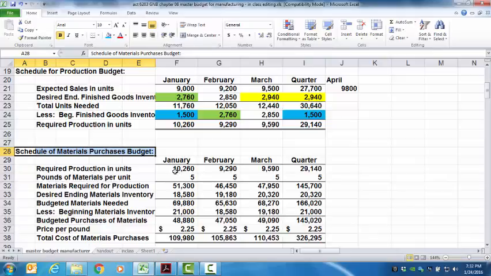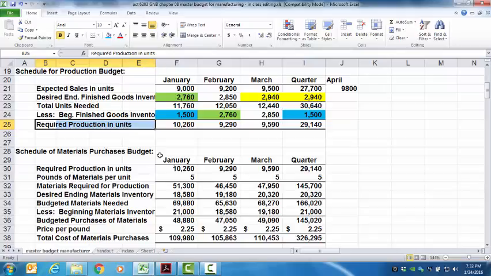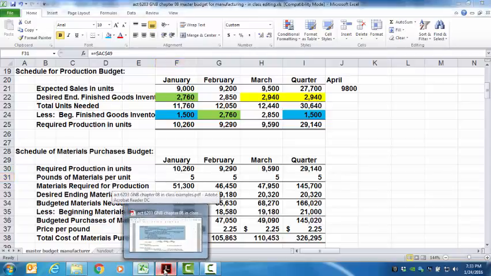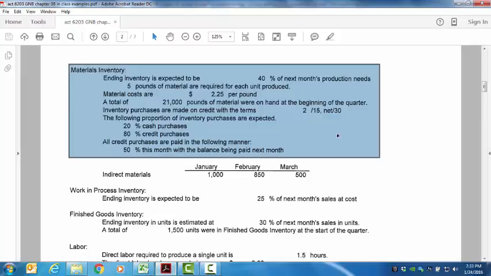So notice that the schedule of materials purchases budget is going to have the required production in units that we just calculated. Now, I did not copy and paste. Remember, again, create the links between the budgets so that they're connected. Now, since I'm dealing with materials, I want to come over to the materials section of the data handout so that we know exactly what we need to track.